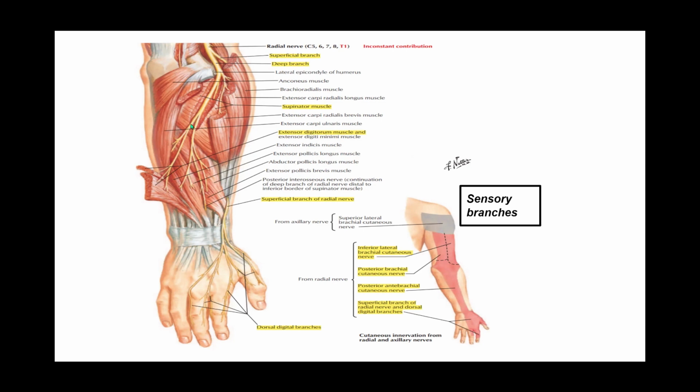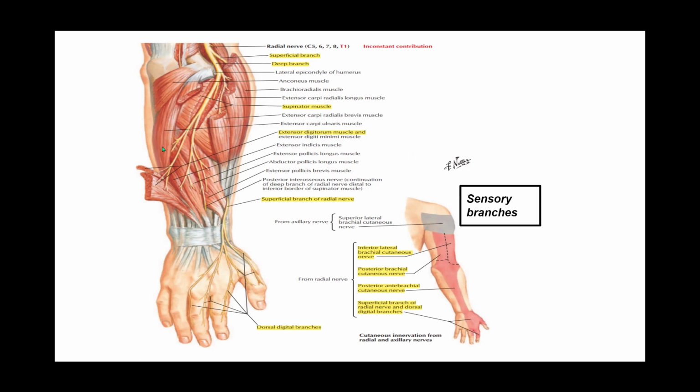And then when it emerges from the supinator muscle, it's then called the posterior interosseous nerve. Okay, so the posterior interosseous nerve and the deep branch of the radial nerve are actually the same thing. It's just that when the deep branch emerges from the substance of the supinator, that's why you now call it the posterior interosseous nerve. Remember, the anterior interosseous nerve is a branch of the median nerve, whereas the posterior interosseous nerve is a distal continuation of the deep branch of the radial nerve, okay?